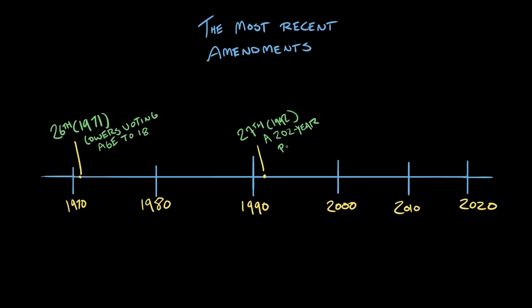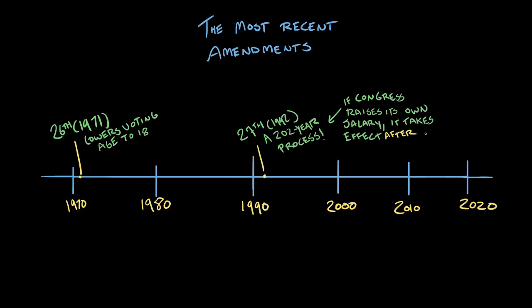Interesting. And what's the 27th Amendment about? That has to do with congressional salary increases. It basically says if Congress wants to raise its own salary, the increase can't take effect until the next election. So it basically gives the voters a chance to say, hey, we don't like what you did. We're going to vote you out of office for increasing your salary.